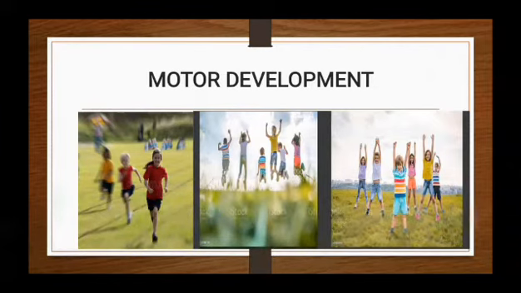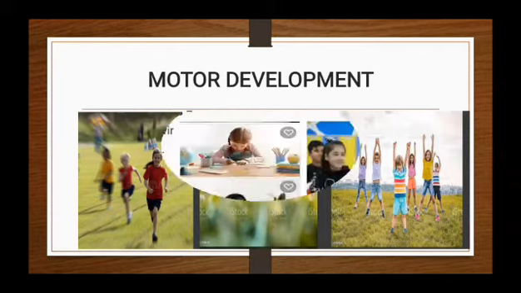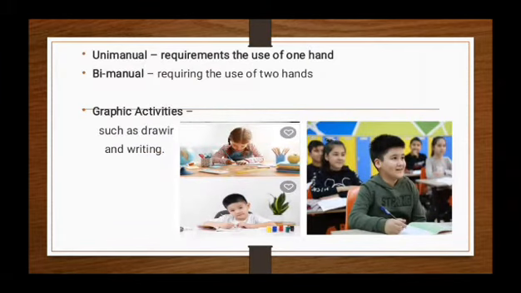Children during this stage love to move a lot. They run, skip, hop, jump, tumble, roll, and dance. Because their gross motor skills are already developed, they can now perform activities like catching a ball with one hand and tying their shoelace. They can manage zippers and buttons. Performing unimanual activities requiring the use of one hand and bimanual activities requiring the use of two hands becomes easier.